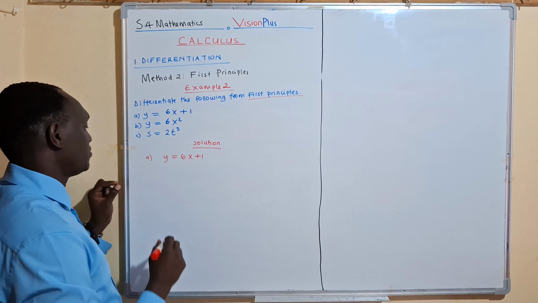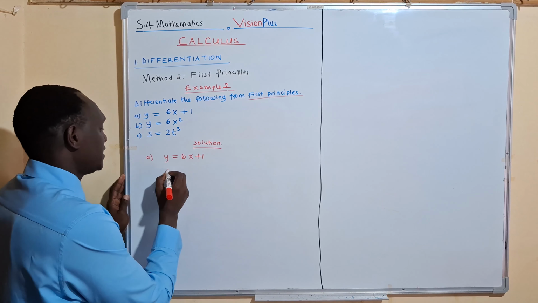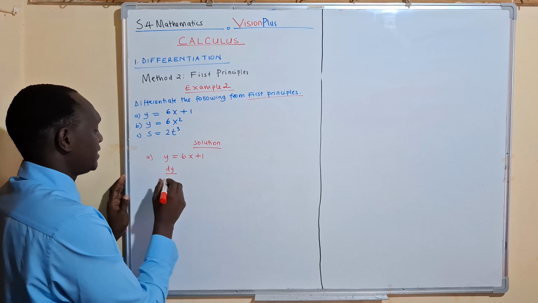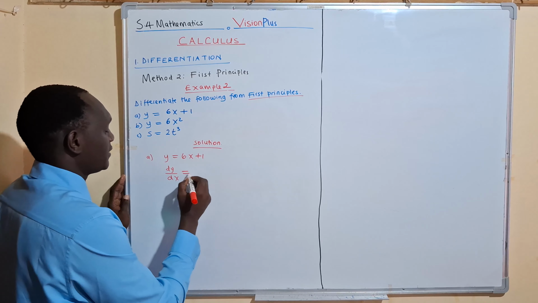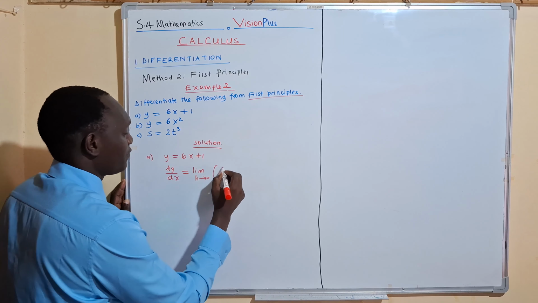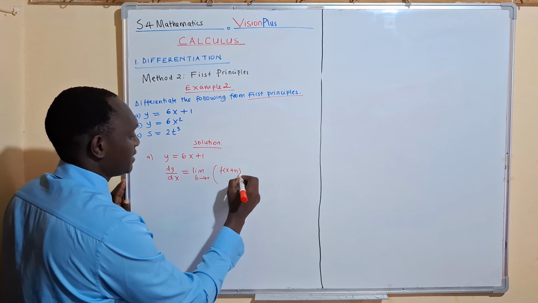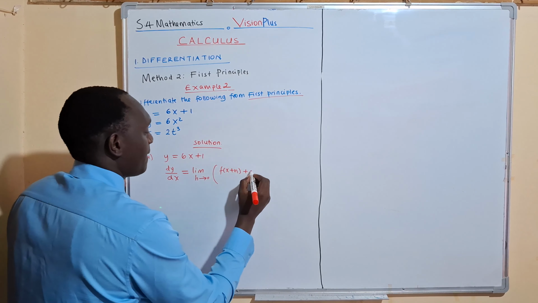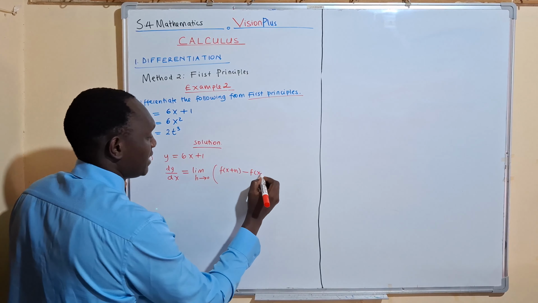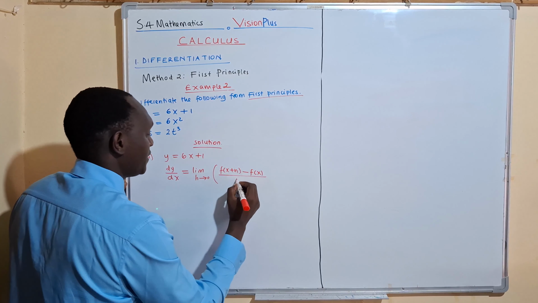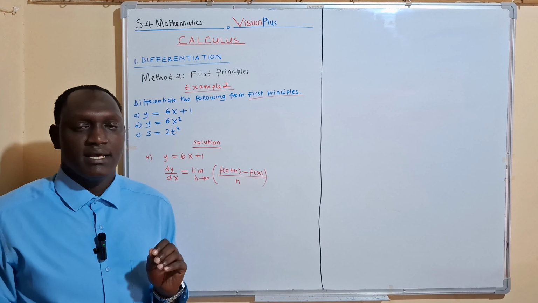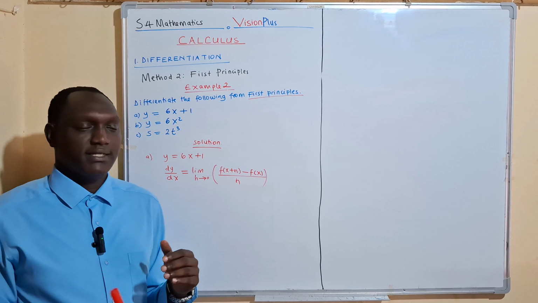Number one thing that you must know is the formula, which says that if we are differentiating a function, dy dx, the formula says it is the limit as h tends to 0 for the function f of x plus h, it is not plus here, it is minus, you must always put the minus f of x, over h. This is the formula. Here is minus, it is not plus.